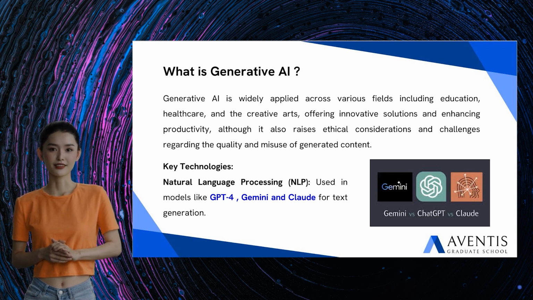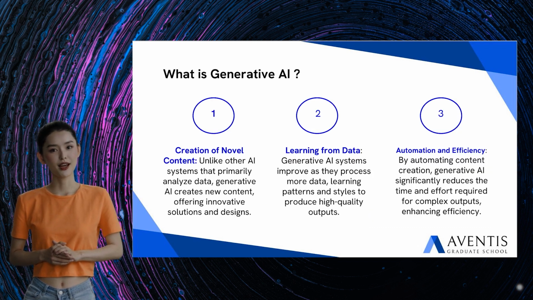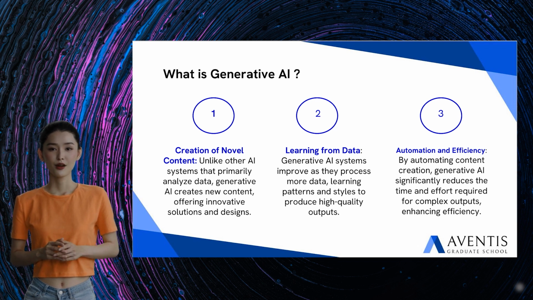Natural language processing, NLP, used in models like GPT-4, Gemini, and Claude for text generation. Other examples include automation and efficiency. By automating content creation, generative AI significantly reduces the time and effort required for complex outputs, enhancing efficiency.